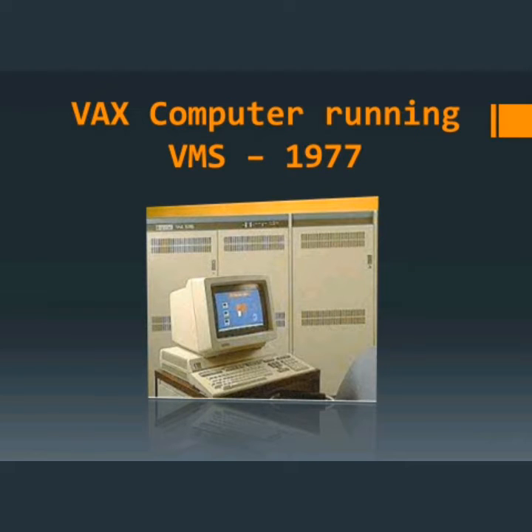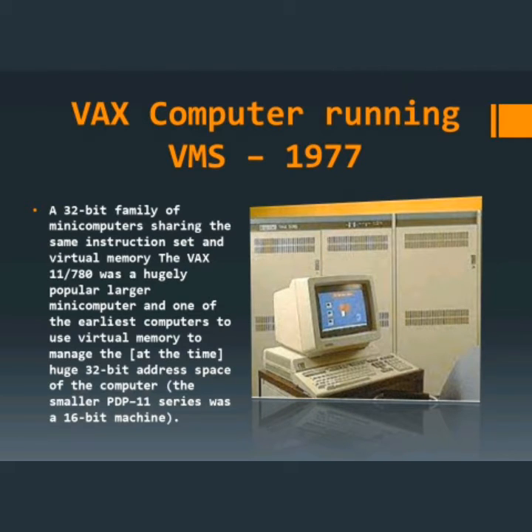In 1977, an advanced operating system called VAX/VMS, standing for Virtual Memory System, introduced an innovation that effectively expanded the memory of the machine by allowing disk or other peripheral storage to serve as extra memory. A 32-bit family of minicomputers sharing the same instruction set and virtual memory, the VAX-11/780 was a hugely popular larger minicomputer and one of the earliest computers to use virtual memory to manage the, at the time, huge 32-bit address space of the computer. The smaller PDP-11 series was a 16-bit machine.